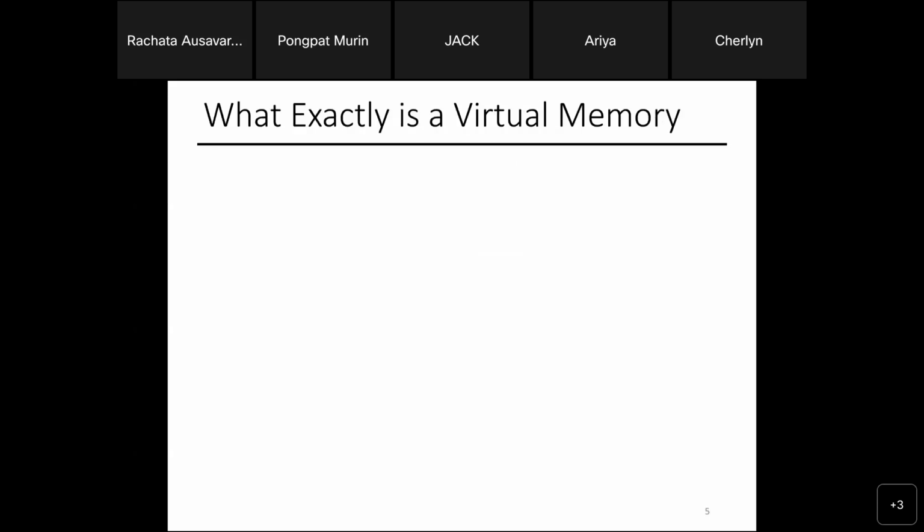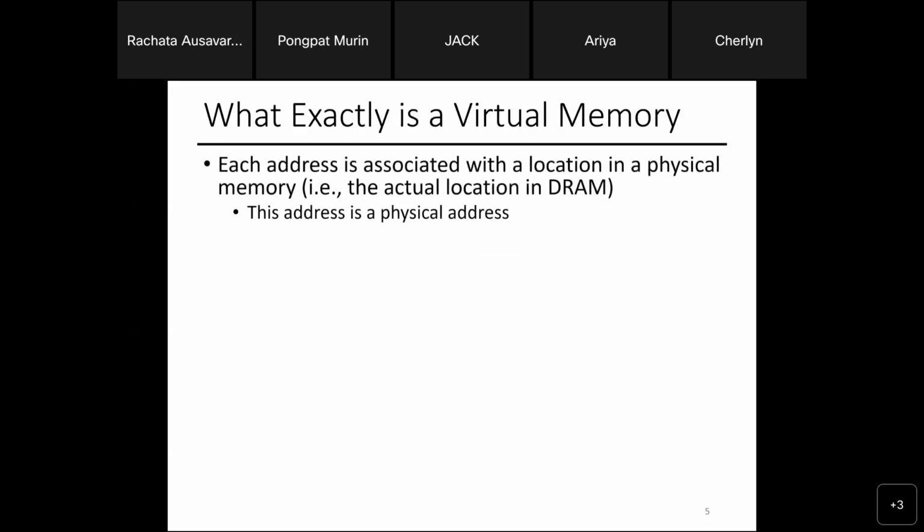Okay, so what exactly is virtual memory? Basically, when you get a location in DRAM, we actually got the physical address, the actual real location. Think of it as your home address. Then you can put a nickname on your home address, right? The actual address will be like the house number, the street name, the district, the city name, the postal code, right?